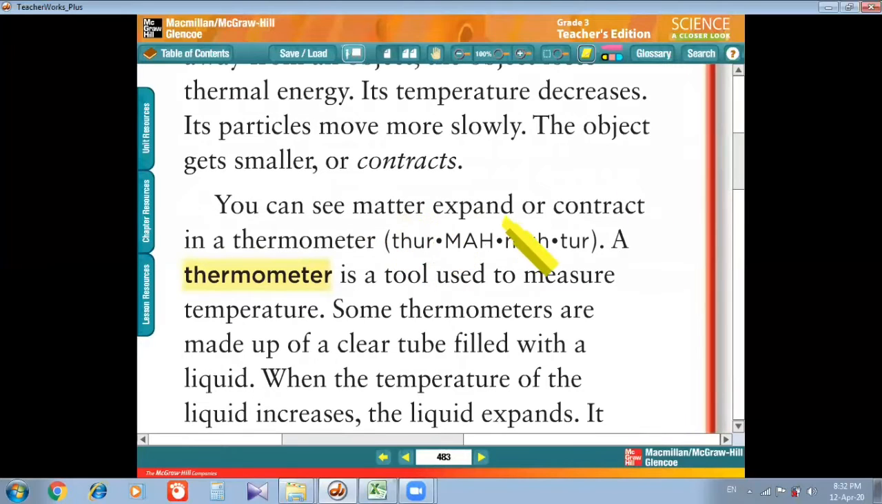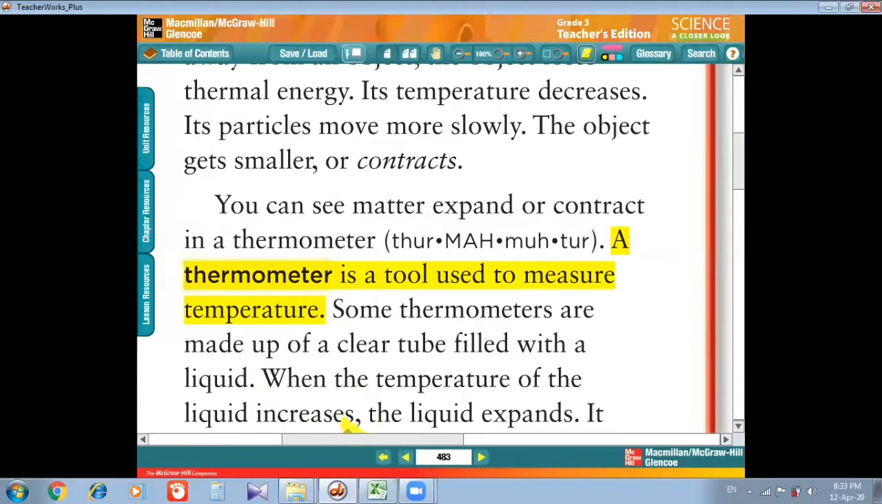You can see matter expand or contract in a thermometer. What is a thermometer? A thermometer is a tool used to measure temperature. Thermometer is an instrument used to measure the temperature. Some thermometers are made up of a clear tube filled with a liquid. That liquid is usually mercury.